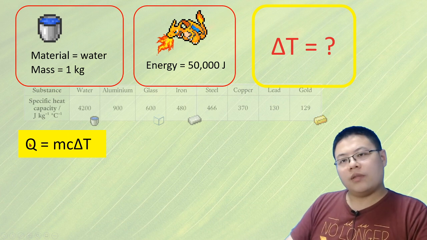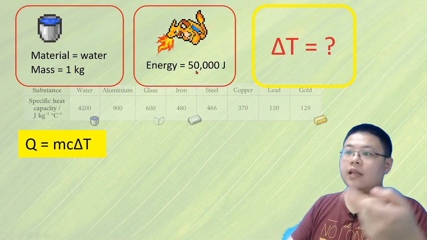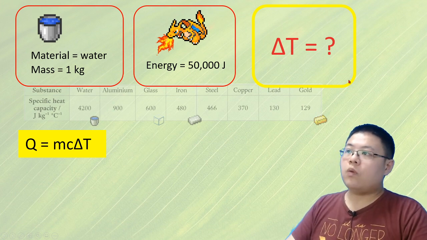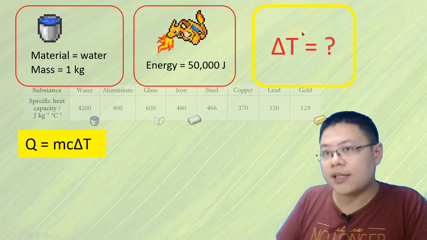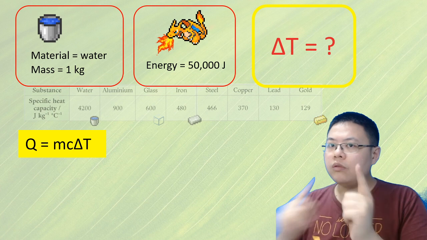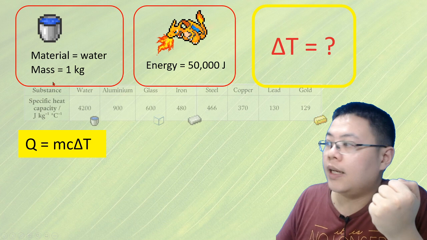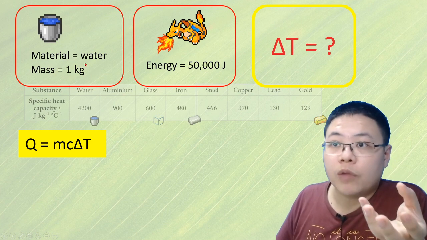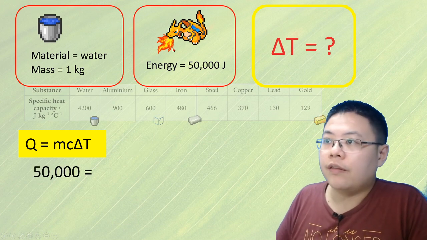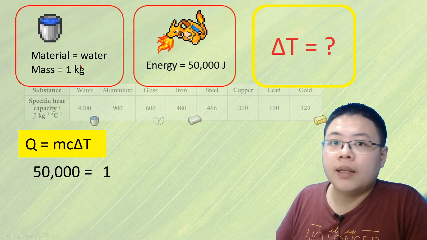But what about if Q is not what we are after? If Q is provided, let's say 50,000 joule of energy is provided, and we want to know what is the change in temperature in this case. Now we are more experienced, so we know the material needs to be specified. Let's say water, and the mass is needed also, 1 kilogram. So make use of the equation.